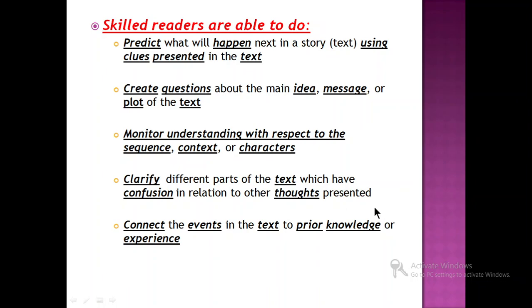जो writer ने अलग अलग thoughts को use करने की कोशिश किया या present किया है, उन सभी के यूसेज की वजह से जो कंफ्यूजन आया है, उस कंफ्यूजन को बहुत आसानी से स्किल्ड रीडर क्लैरिफाई कर लेते हैं.